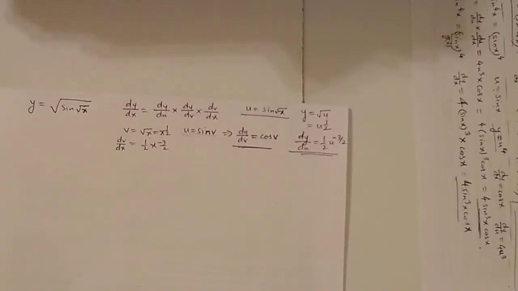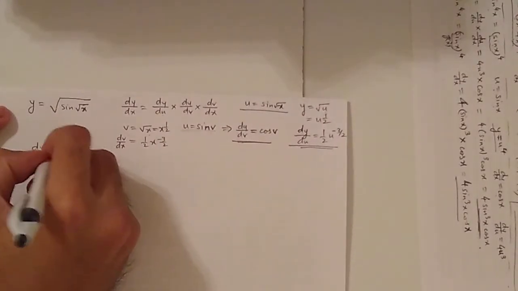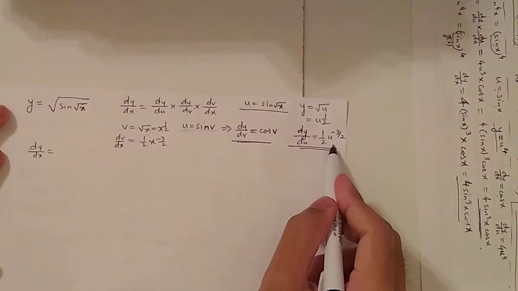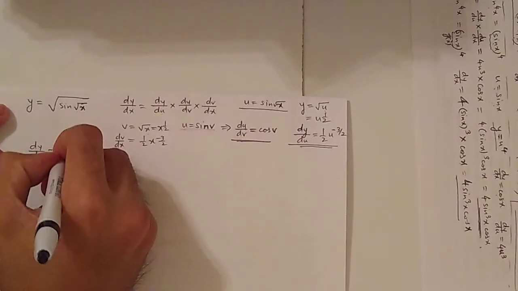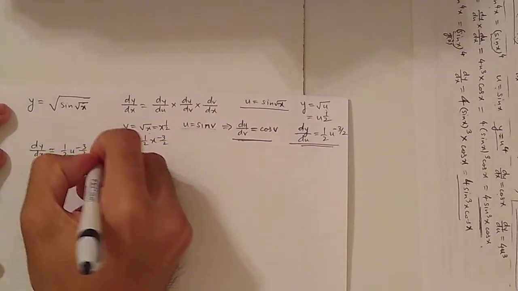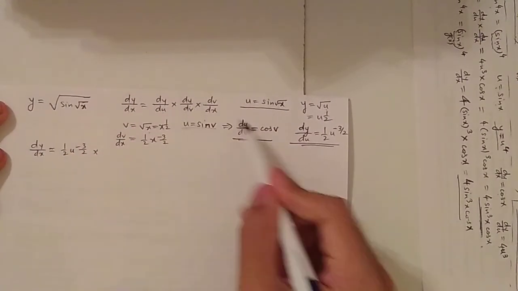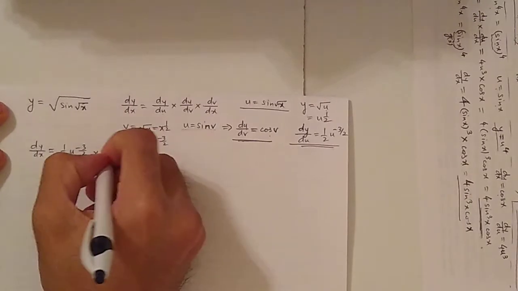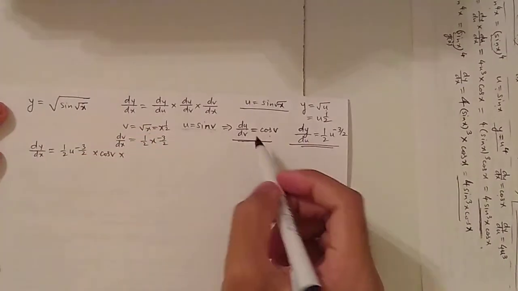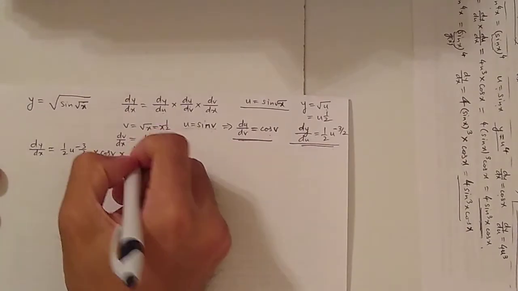So once you've done this, the rest is going to be simply plugging into the equation that you already have here. So dy by dx is equal to dy by du, which is half into u raised to minus 3 by 2, into du by dv, which is cos v, into dv by dx, which is half into x raised to minus 3 by 2.